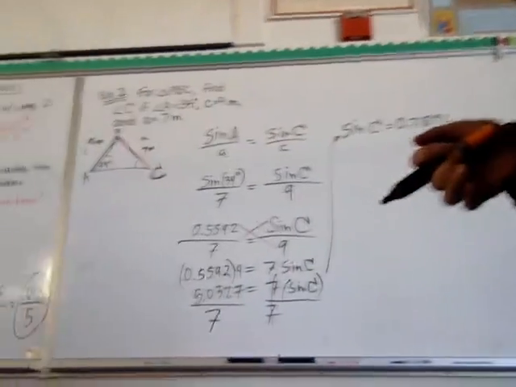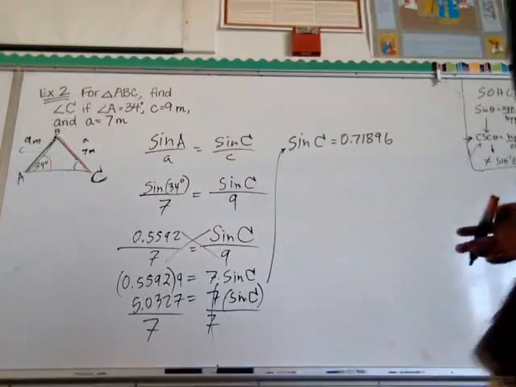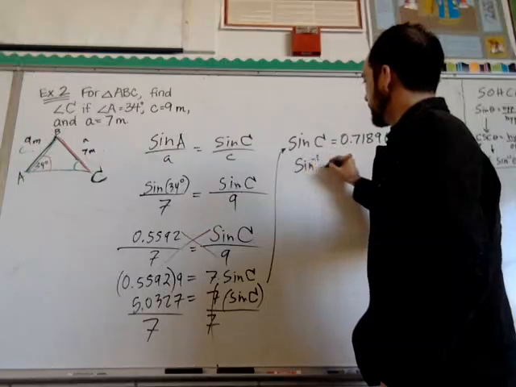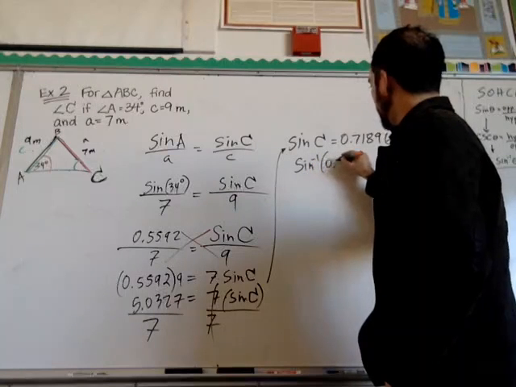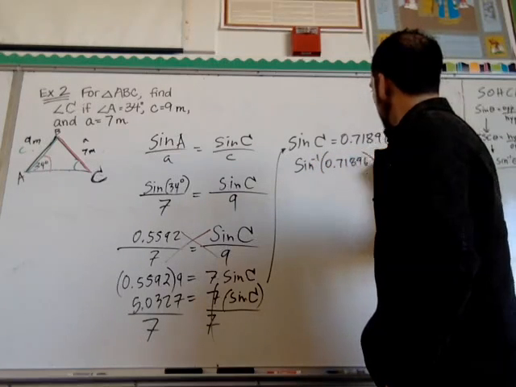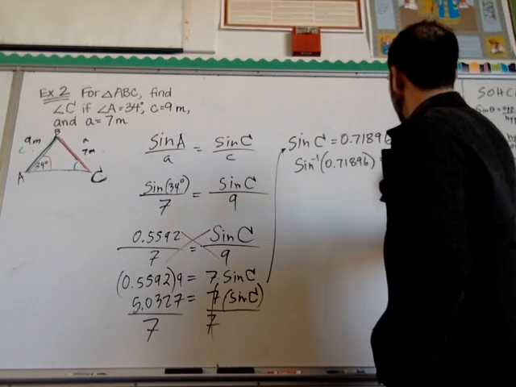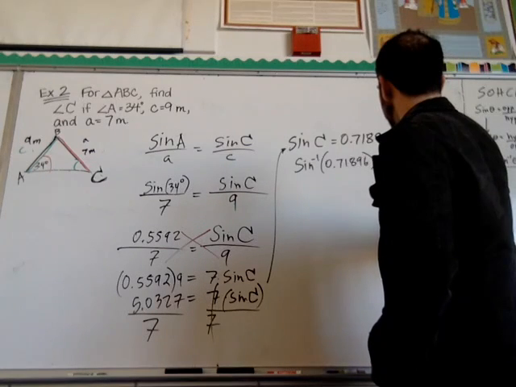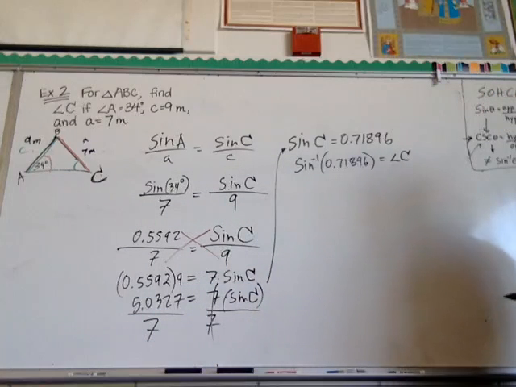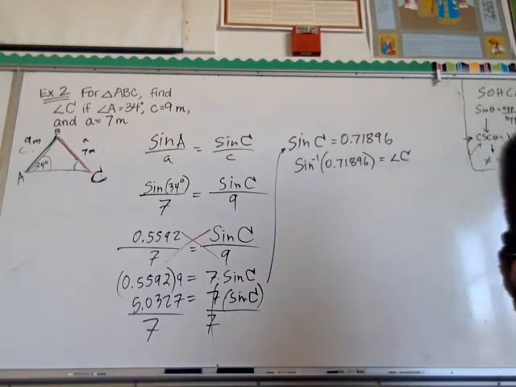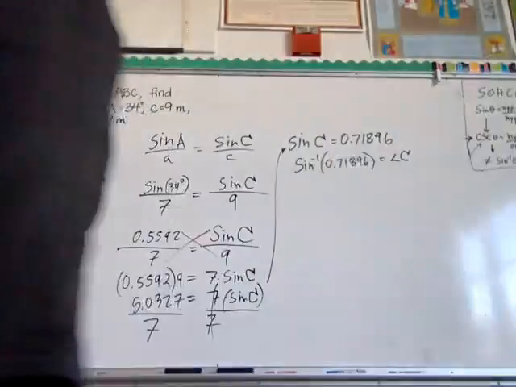No? Okay. All right, so we're going to go ahead and do the arc sine of 0.71896, and that is going to be equal to our theta. In essence, what we're looking for is our angle C. See how I just switched around? Arc sine just goes the opposite direction. You know this, do that. So let's go ahead and do it.